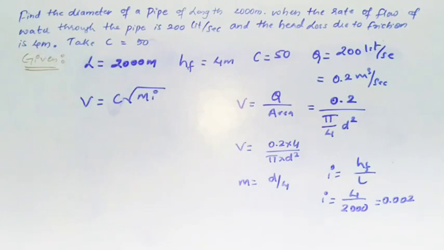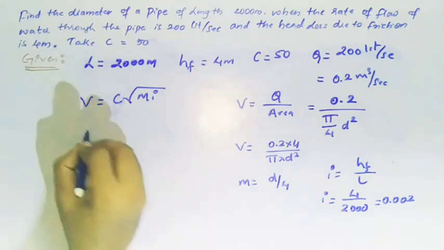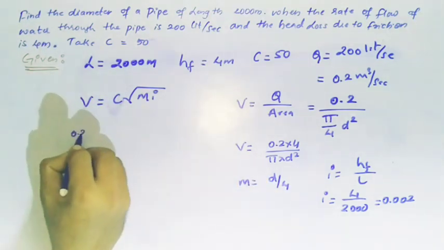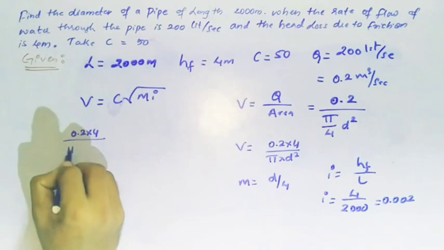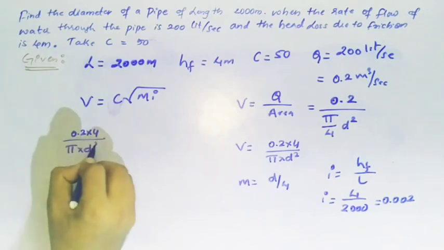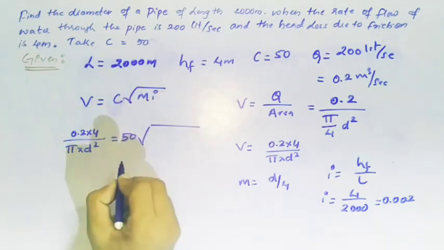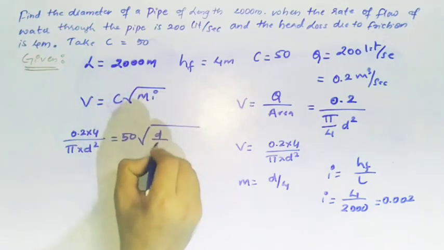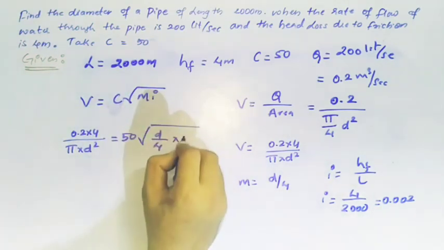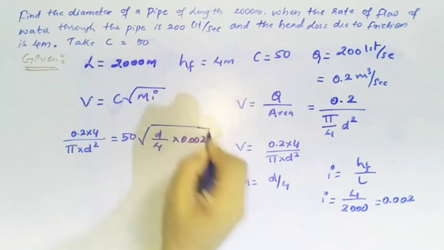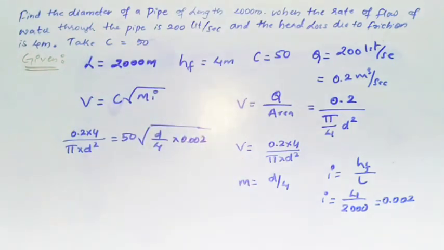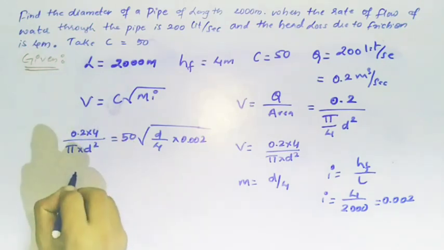Now let us substitute these values in the Chezy equation. That is, V will be equal to 0.2 into 4 divided by pi into d square, equal to 50 root of m, which is d by 4, into the I value, which is 0.002. Now let's take this 50 here.